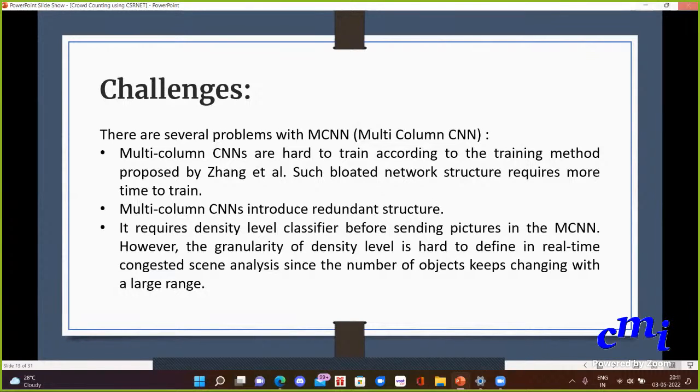However, the granularity of the density level is hard to define because in real-time congested scene analysis, the number of objects keeps changing with a large range, because the number of people present in an image is not constant, and it changes very gravely. So these are the challenges that were faced by MCNN, and to address this kind of problems, CSRNet was proposed.